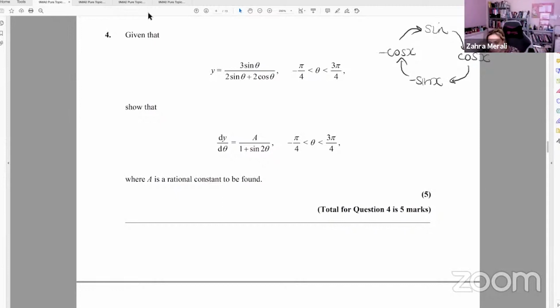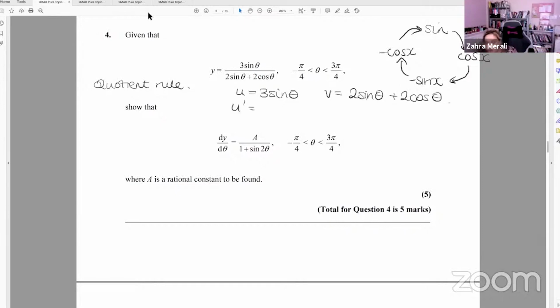Okay, so we've got something divided by something, which means we're going to use the quotient rule. And this is the one given to you in your formula books. You don't even need to learn it, but it's given to you as f and g x. We're going to use u and v just because I think it's easier to see. So we've got u equals 3 sine theta. We've got v equals 2 sine theta plus 2 cos theta.